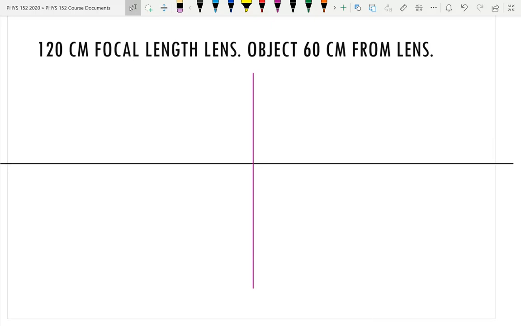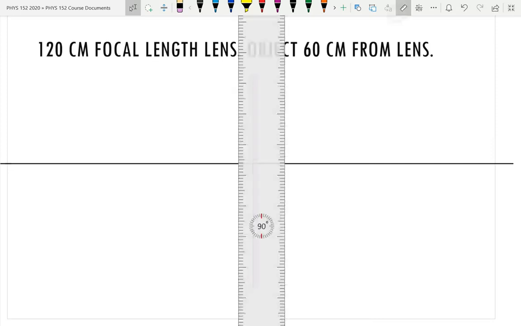So 20 centimeter focal length lens, object 60 centimeters from the lens. When you're doing these diagrams, it's important that you actually measure distances. Don't just randomly draw stuff. It's important to use a straight edge. So this, I changed to using OneNote today so I can use a ruler.